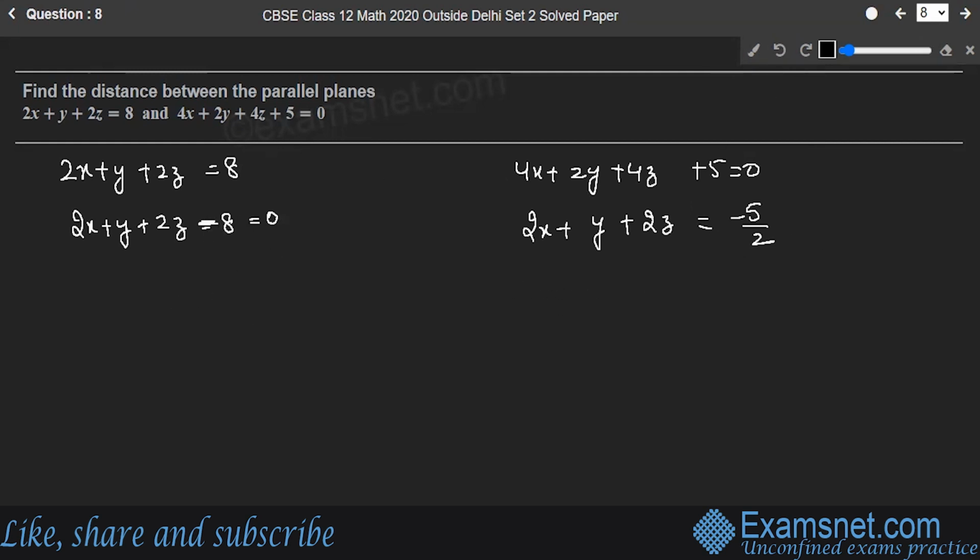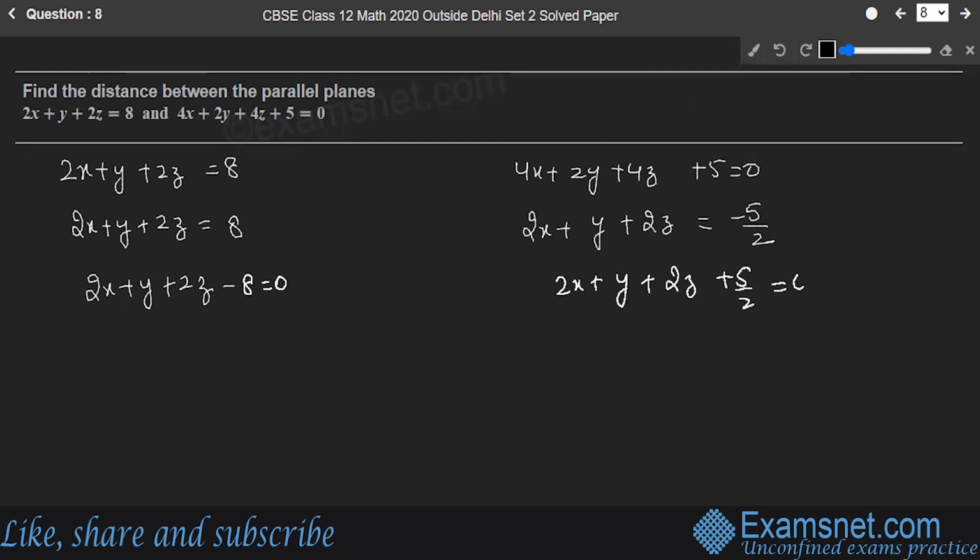Okay, fine. Wait. This is equal to 8. This can be written as 2x plus y plus 2z minus 8 is equal to 0. And 2x plus y plus 2z plus 5 by 2 is equal to 0. Okay. So now the distance between the two is given by the mod of minus 8 plus 5 by 2.